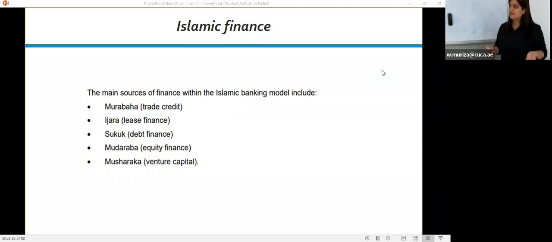The amount which we take from the Sukuk holders is invested in some business, and from that business, the profit is earned, and that profit will be given to those persons.